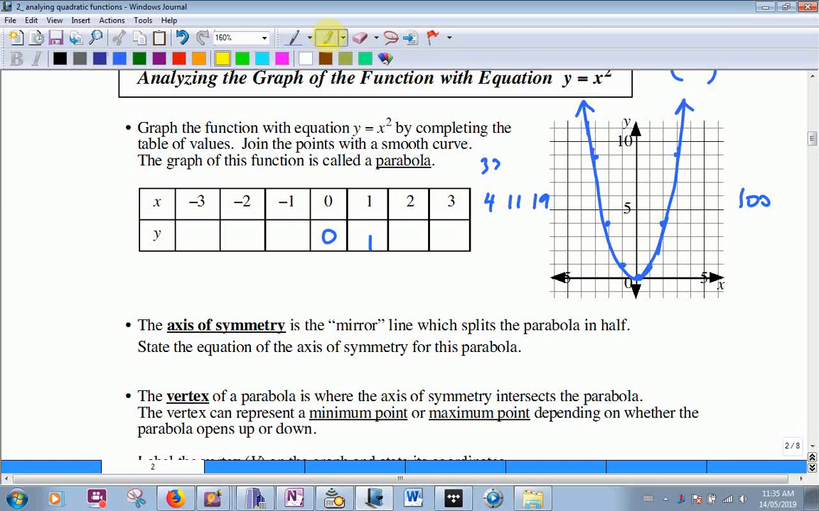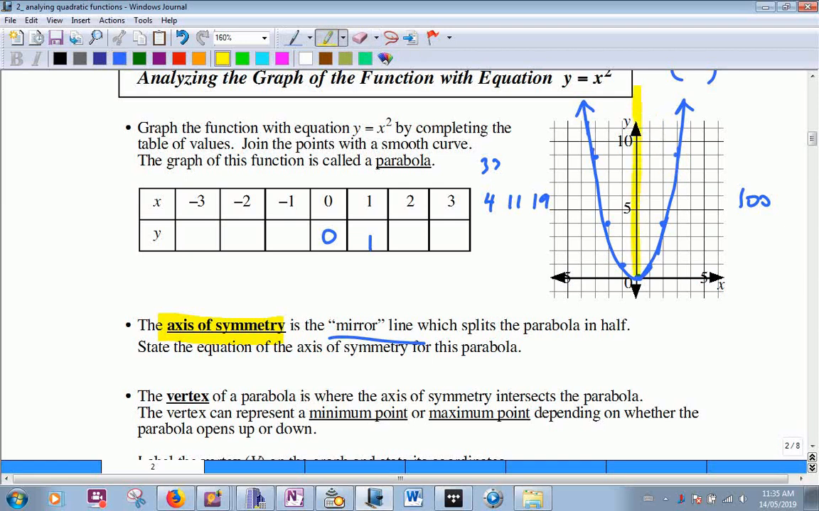Okay, a little bit of biology. Axis of symmetry. What does the word symmetry mean to you? Well, where is a line that we will consider as our mirror line for that picture? Where does the left side look like the right side?